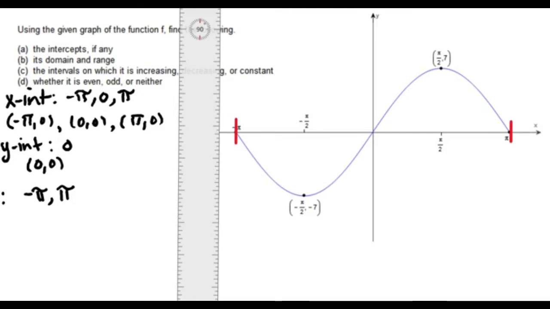Now, as we look closer at these points, these endpoints are open circles. Not open, they're closed, they're filled in circles. So that means that the endpoints are part of the domain, and we're going to use brackets to indicate that. Brackets mean those values are included. So our domain of this graph is from negative pi to pi.